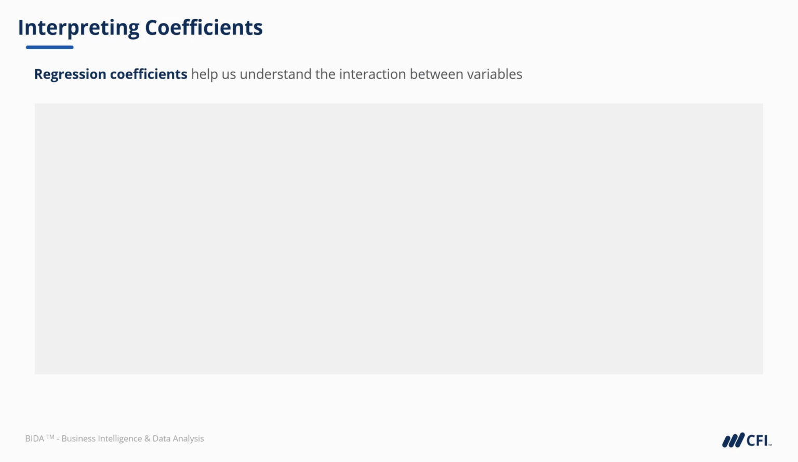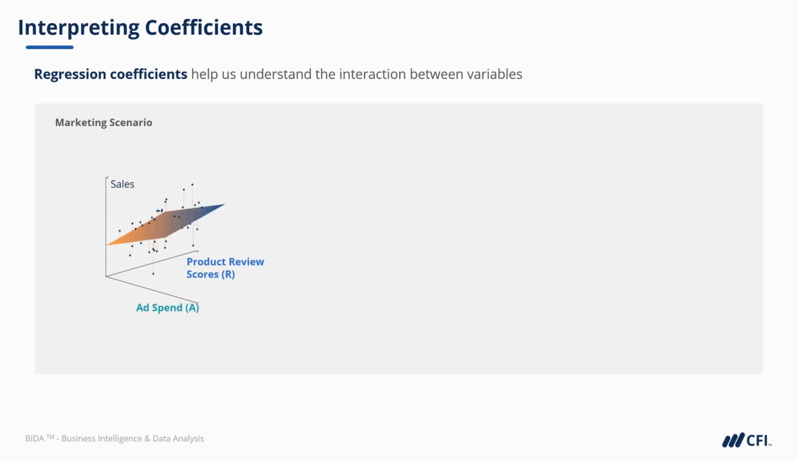Regression coefficients help us understand the interaction between variables. And as we've seen, each independent variable has its own coefficient. So if we look at this in the context of a marketing scenario, where we have both ad spend and product review scores as inputs, we're trying to make predictions about sales, and we can see that this plane summarizes the data points. The equation for the plane is summarized by this equation.